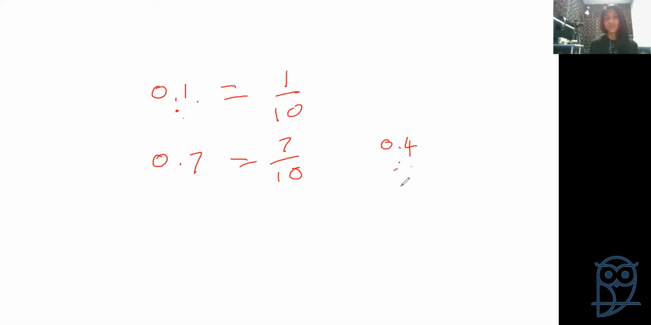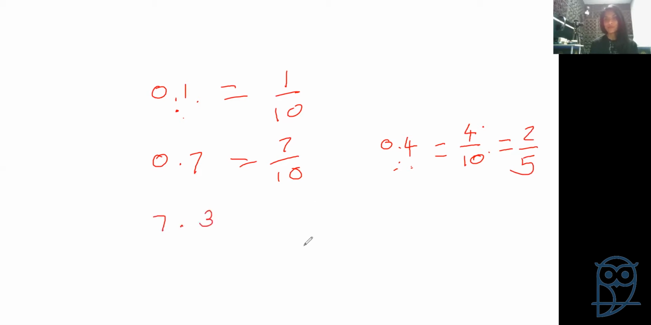Now, if I have 0.4, what will it then be? Looking once again at the place values, I have to say it's equal to 4/10. But 4/10 can be further simplified. If I divide by 2 and divide by 2, my answer will then be 2/5.